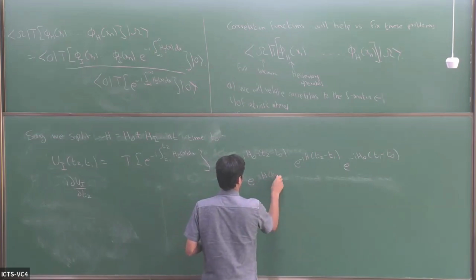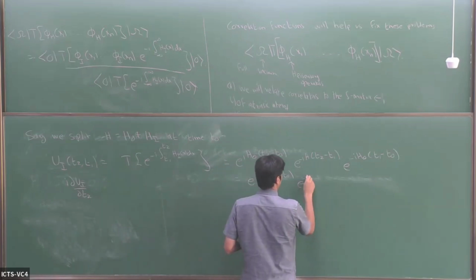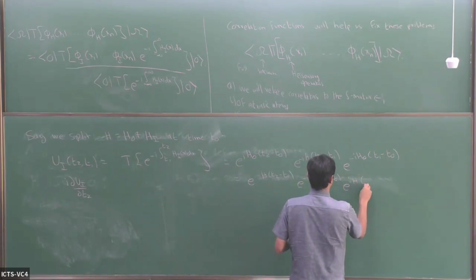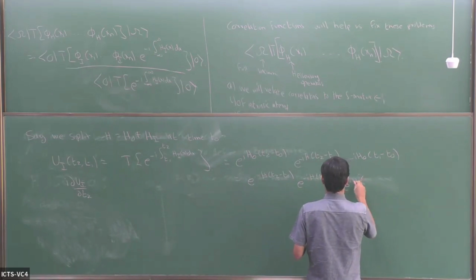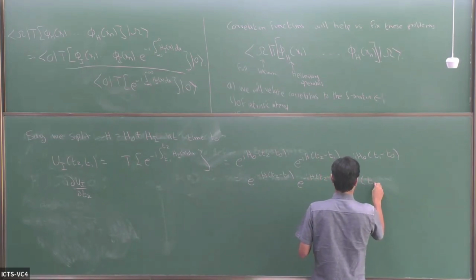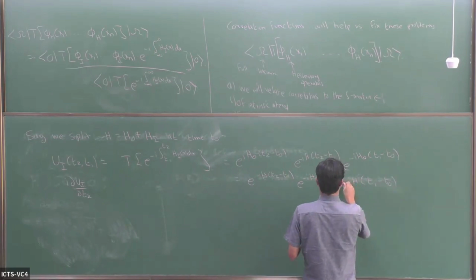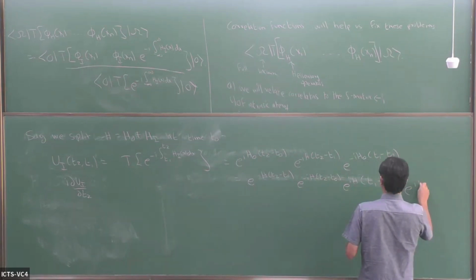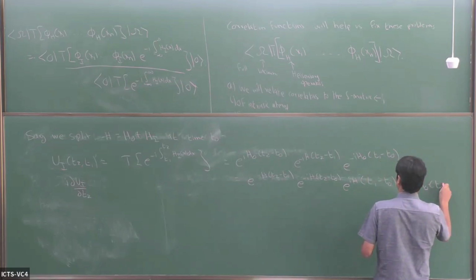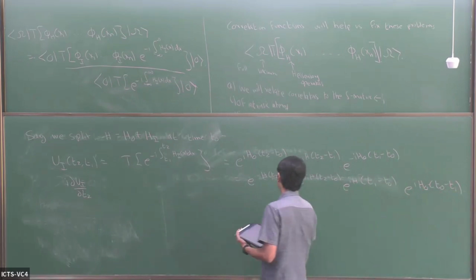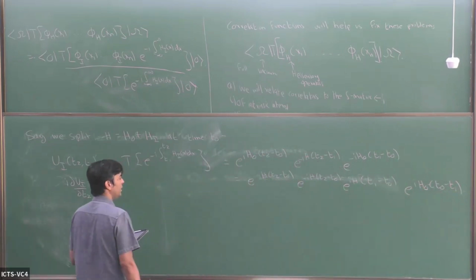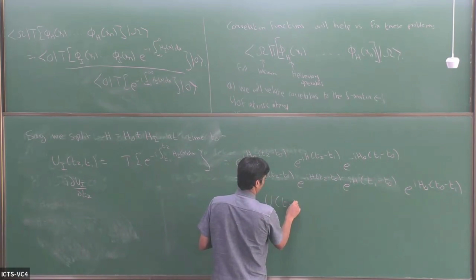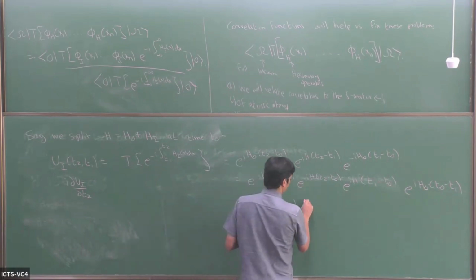This, by the way, I can write as e to the i H0 (t2 minus t0), times e to the minus i H (t2 minus t0), times e to the i H (t1 minus t0), times e to the i H0 (t0 minus t1). So this object that I have, I can write as what we were earlier calling U of t2, times U dagger of t1.